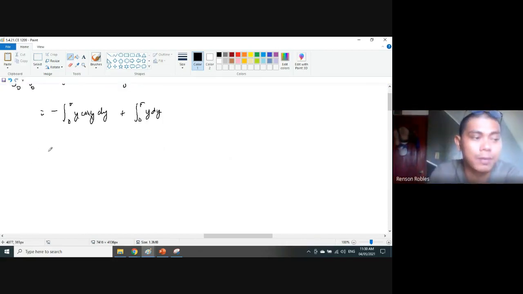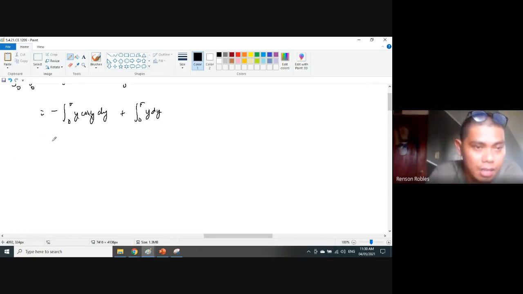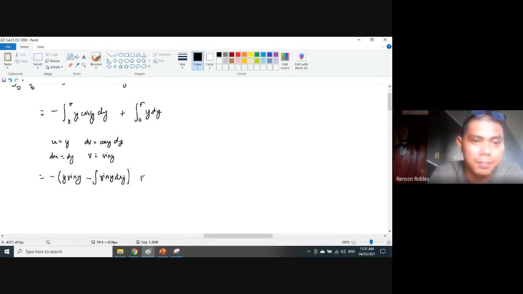Again, apply LIATE. Right? Which is our u? Or you can use the tabular method. Let u equals y, dv is cosine of y dy, du is dy, v is sin y. So you have negative uv minus the integral of v du, and then plus, from 0 to pi. I'll integrate now.